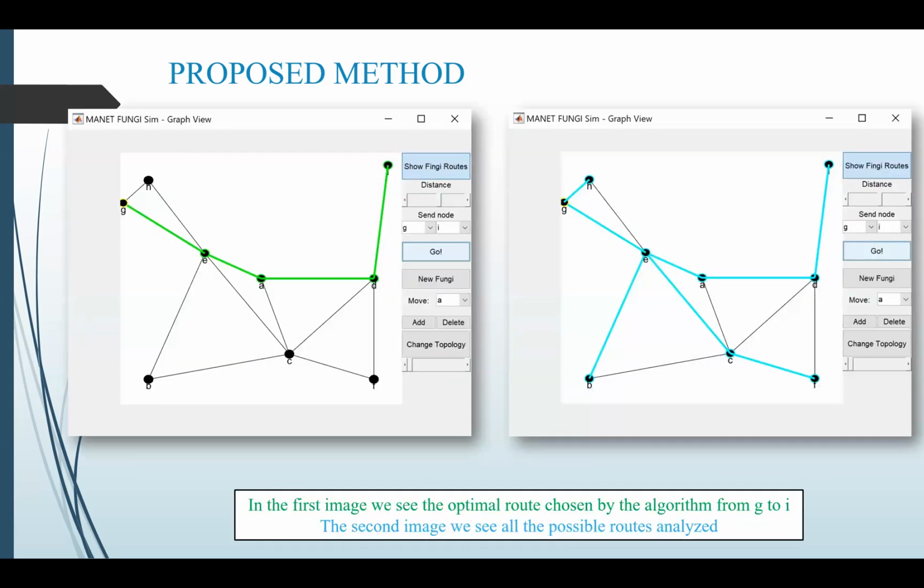As we can see in the first image, this is the fungi model. It chooses the shortest path from G to E to A to D and to the final destination I. First, it takes the possible paths, and then it analyzes which one is the fastest and the shortest to the destination, from start to destination.